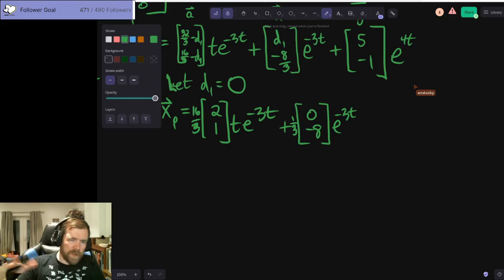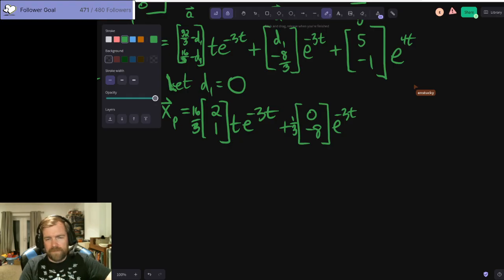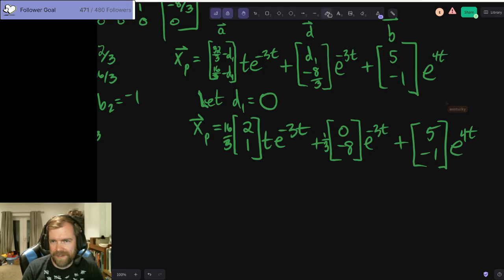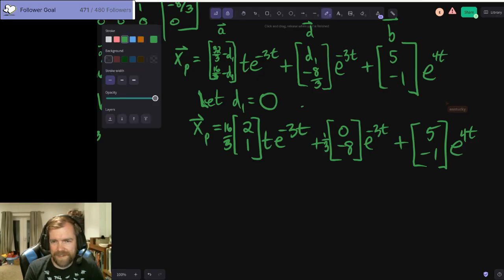In theory, at this point, we could combine this into one term and have our t's and constants on the inside of the vector, but I prefer not to. I would just as soon leave everything just as is in place here. Plus our 5 -1 e to the 4t. Alrighty. How we doing? Well enough.